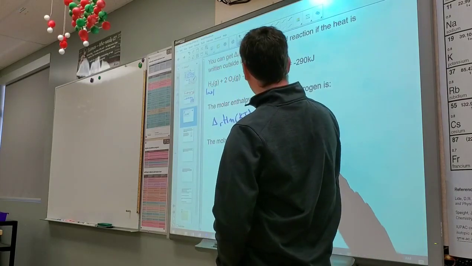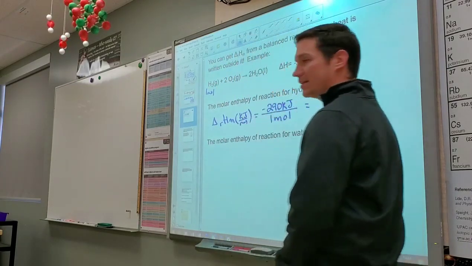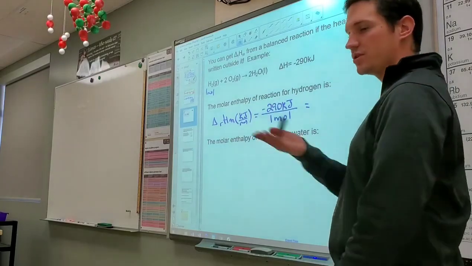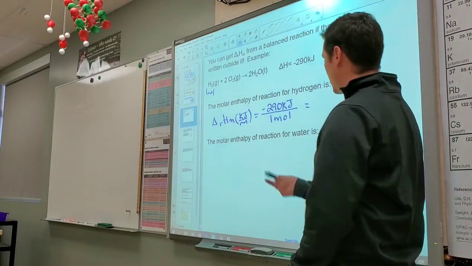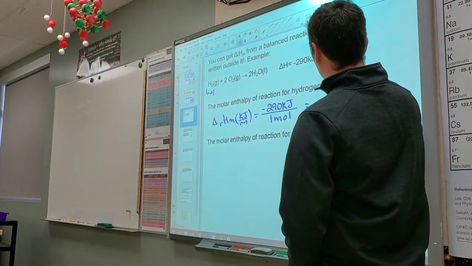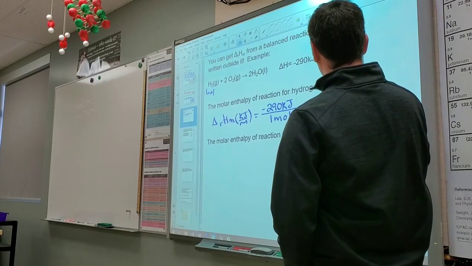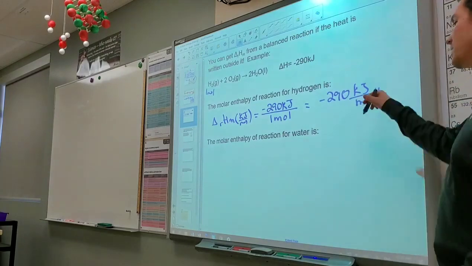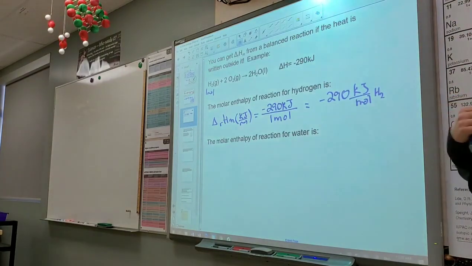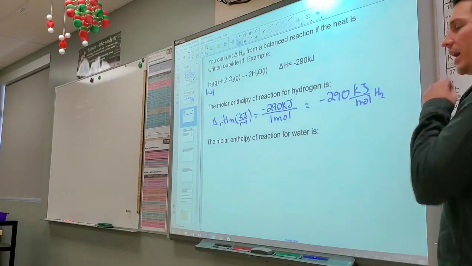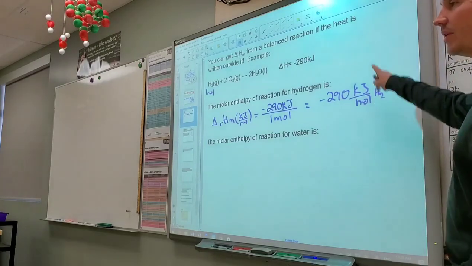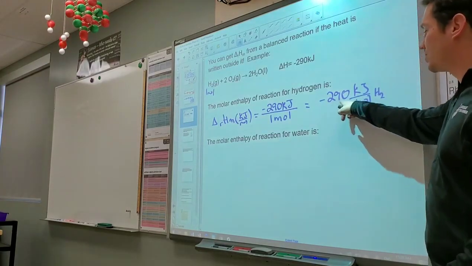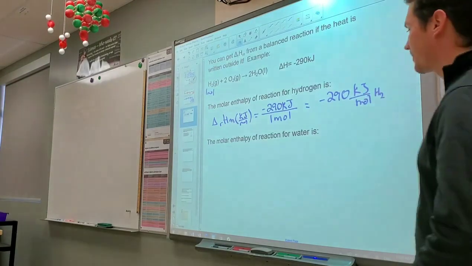So over 1 mole. This is trivial, you shouldn't need your calculator, right? But what is the answer going to be? 290 kilojoules per mole of hydrogen, right? You don't have to specify hydrogen, but I'm specifying hydrogen so you understand. Every mole of hydrogen that reacts is going to release 290 kilojoules.